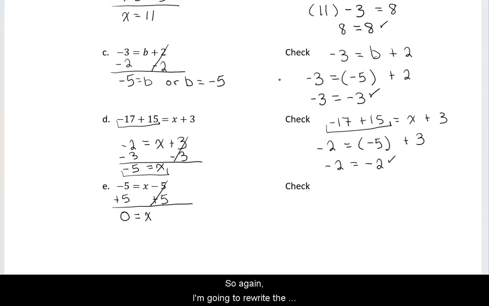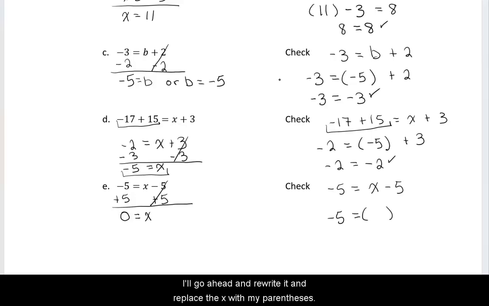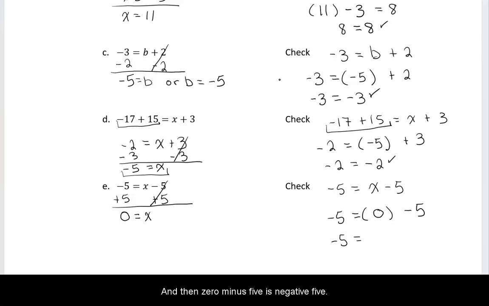All right, so again, I'm going to rewrite the original problem, x minus 5. I'll rewrite it and replace the x with my parentheses. Now I'm going to put 0 in, while negative 5 equals, and then 0 minus 5 is negative 5. So another confirmation, right, that our answer is correct.